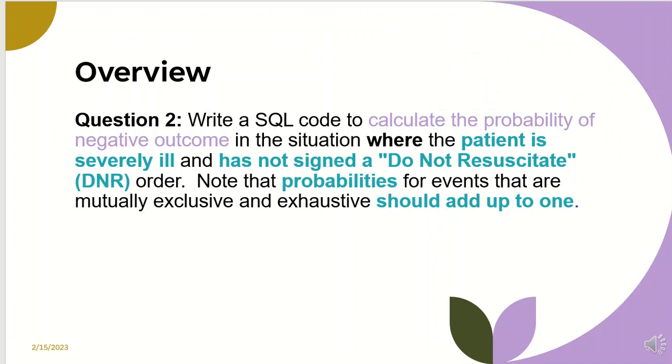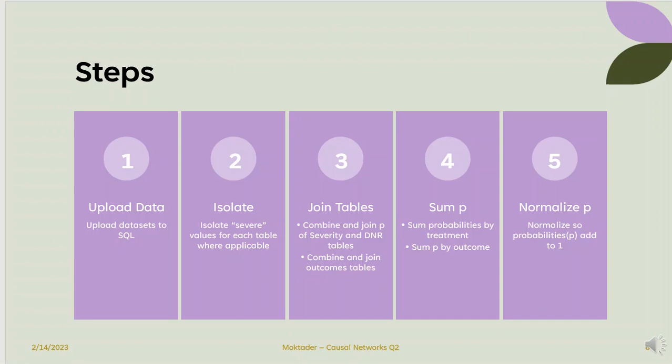So our overall question is to calculate the probability of a negative outcome, the constraints being a severely ill patient who has not signed a DNR, and the probabilities should add up to 1. So for our SQL code, our steps will be to upload the data, isolate all severe cases, join and combine tables, and sum the probabilities by treatment and outcome, and then normalize P to add it to 1.